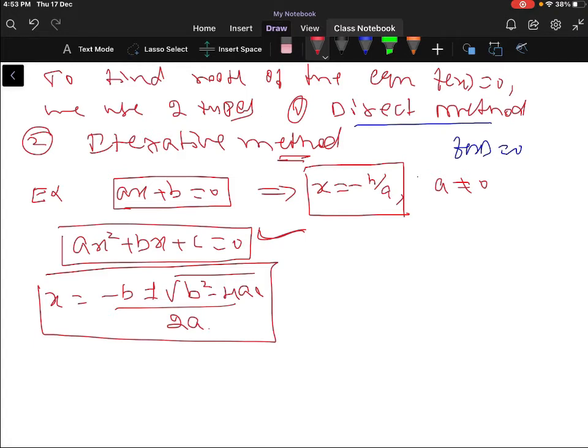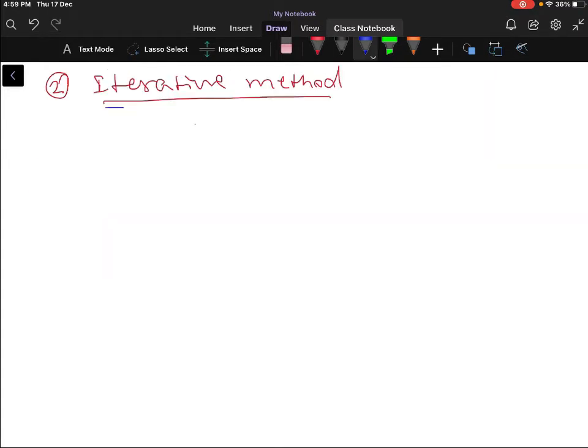So it is understood analytical method gives the exact solutions within a finite number of steps, and also it gives all the roots of the equation f of x equal to 0 at the same time. To find the root of the equation f of x equal to 0, we have another method. It is an iterative method, nothing but numerical method. So this method gives the approximate value of the root of the equation f of x equal to 0.